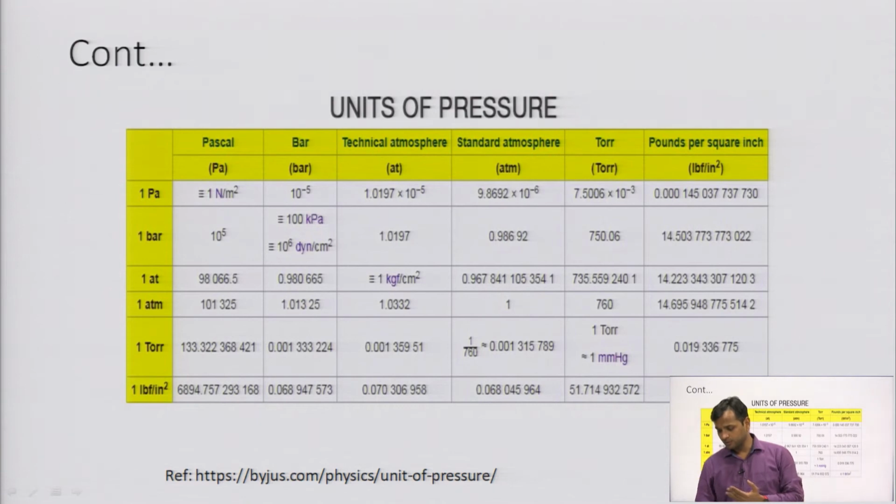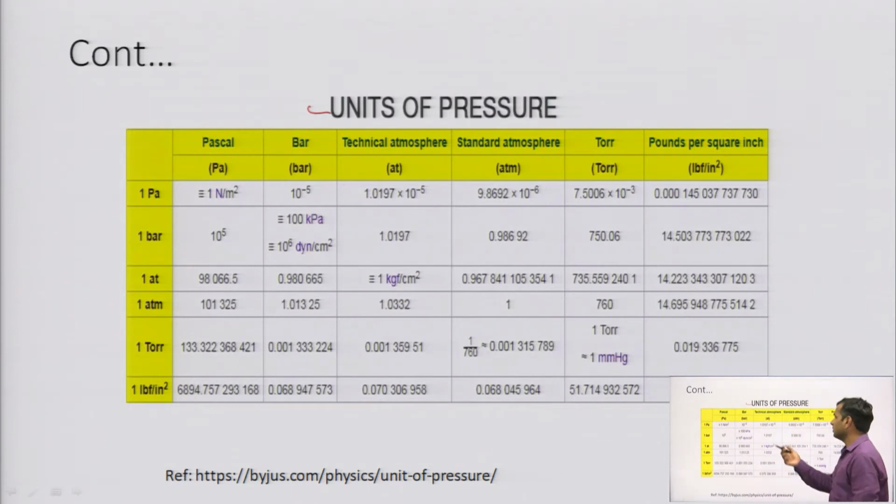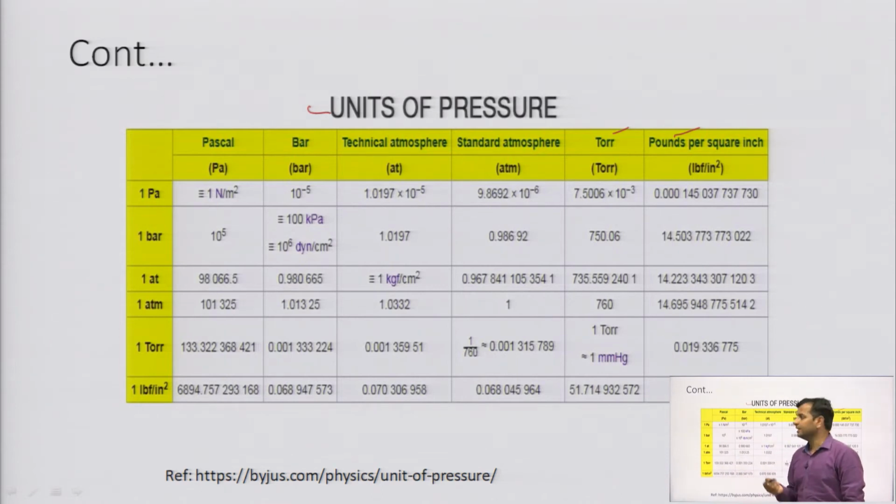So, here you can see in that diagram the various units of pressure have been given, and the conversion is also given. Likewise, I want to convert 1 Pascal into 1 bar, or 1 Pascal into technical atmosphere, or 1 Pascal into standard atmosphere, or Pascal into torr, or Pascal into pounds per square inch. So, you require a transition from one unit to another. You want to convert Pascal into bar, or bar into Pascal, or atmospheric pressure into torr, or pounds per square inch into torr. So, you require different types of conversions in that.